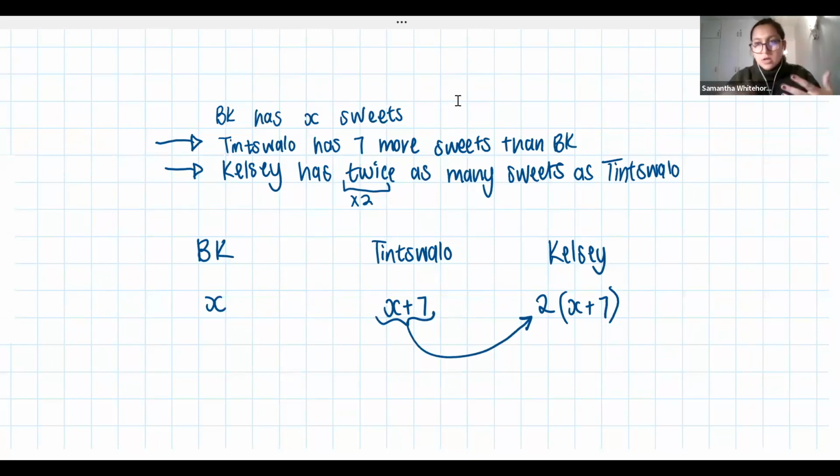And then we can start to ask you questions. So then I could say, okay, if BK had 10 sweets, how many does Kelsey have, or how many does Swallow have? If they've got, I don't know, 30 sweets altogether, how many sweets do they each have? And so now we can start building on. But this is why I'm saying if we can do the expressions, hopefully everything else becomes easier.